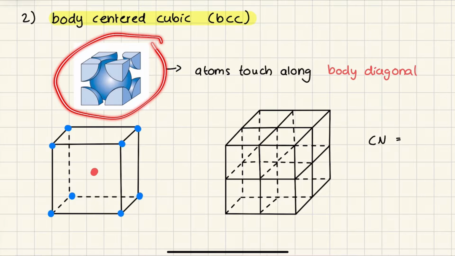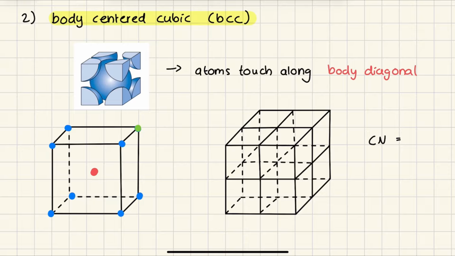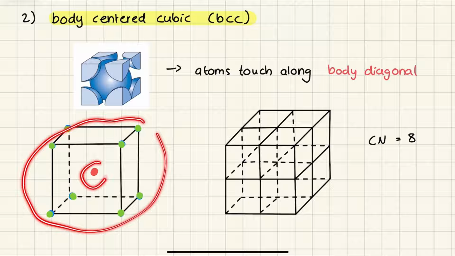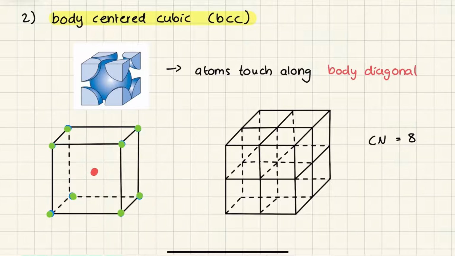And if each of the corner atoms touches the central atom, we get 1, 2, 3, 4, 5, 6, 7, and 8 nearest neighbors. So the coordination number for the body-centered cubic is 8. Now, admittedly, we have made this a bit easy by choosing the central atom as our observation point. But one of the things that makes the coordination number so special is that it remains the same no matter which atom you look from.